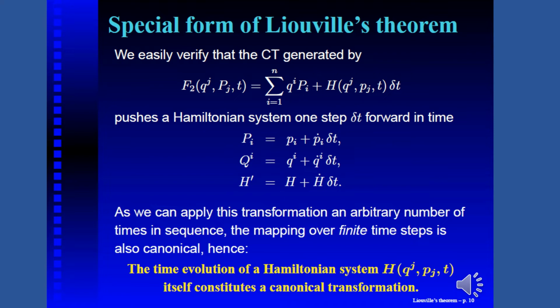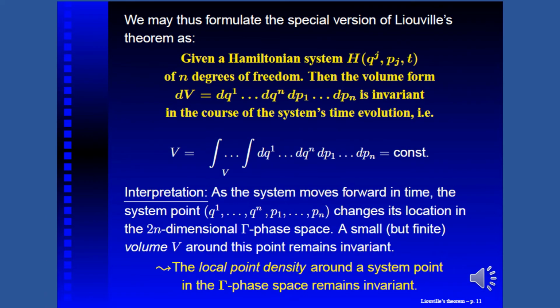If the Hamiltonian system gives an evolution in time, so itself Hamiltonian is also a canonical transformation. We may thus formulate the special version of Liouville's theorem as: given a Hamiltonian system H(q_j, p_j, t) of n degrees of freedom, then the volume form dV = dq1 ... dqn dp1 ... dpn is invariant in the course of the system's time evolution.